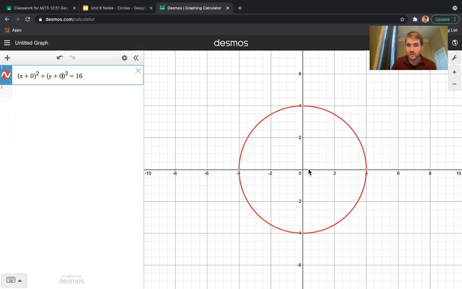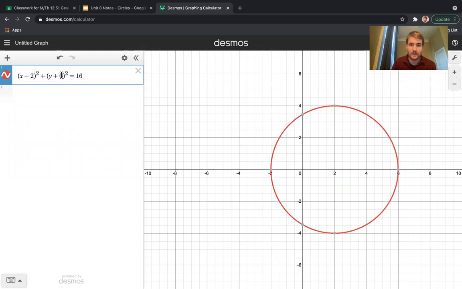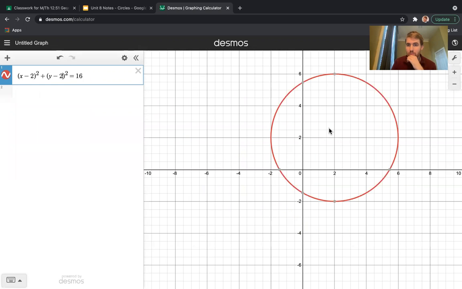It's going to be right at the center. Let's say I wanted it to be at 2, 2. Then I would need to do -2 and -2. And you can see the center is right here at 2, 2.